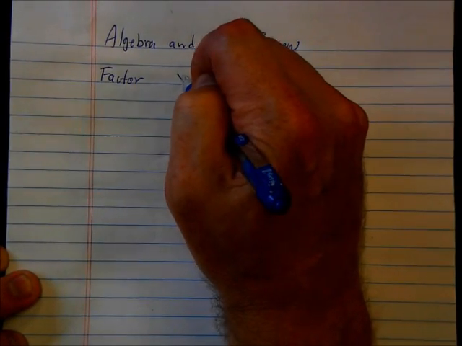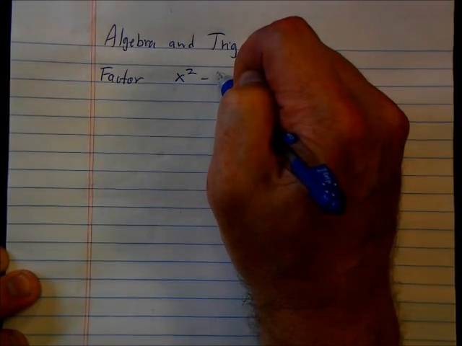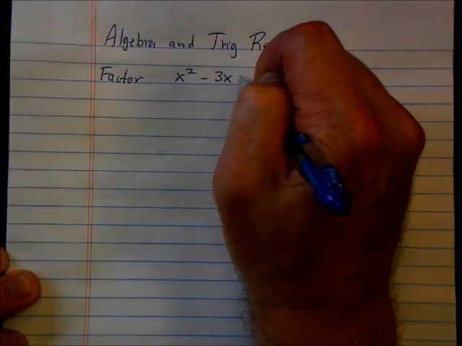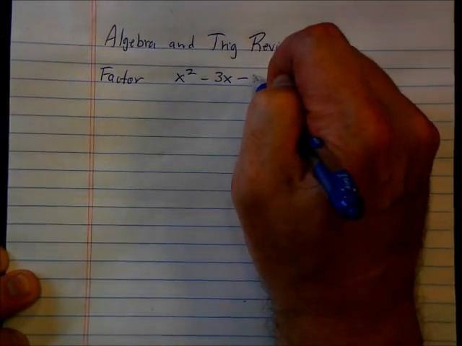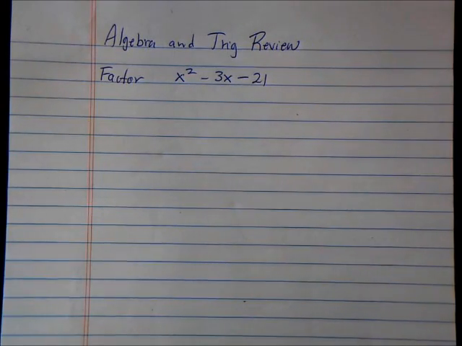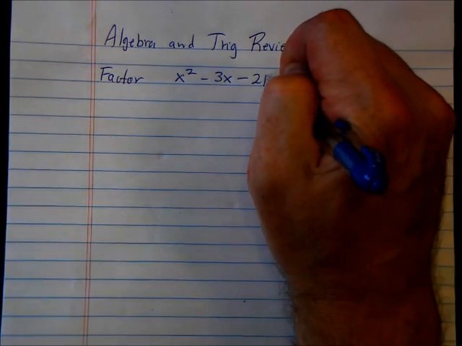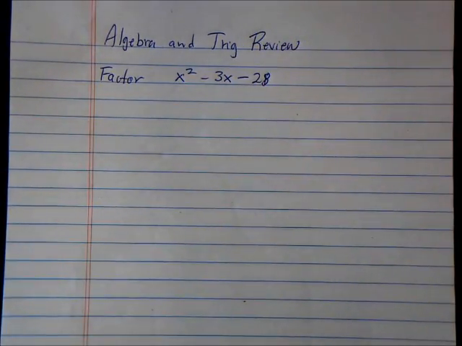How about x squared minus 3x minus 21? No, that's not going to work. 28. What does it mean to factor? Break it down how? Into its smallest components. Okay, so we break it into prime factors. But what do factors mean?